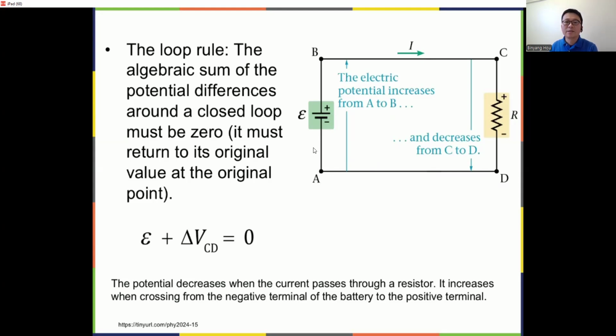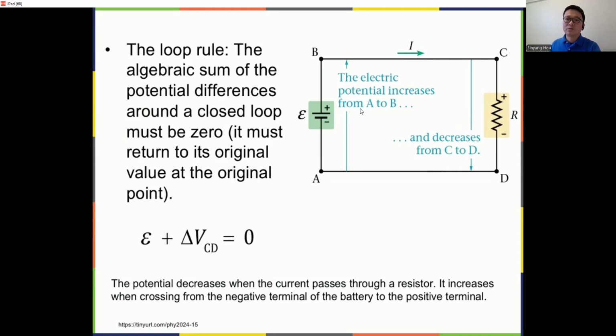But here, if you go from point A through B, C, D, and back to A, this is a complete loop. Then the potential across each element should add up to 0. So the potential across this element plus the potential across this one should equal 0. For the wires, typically we ignore any resistance because they are conducting, so we'll just look at the electrical elements in the circuit.